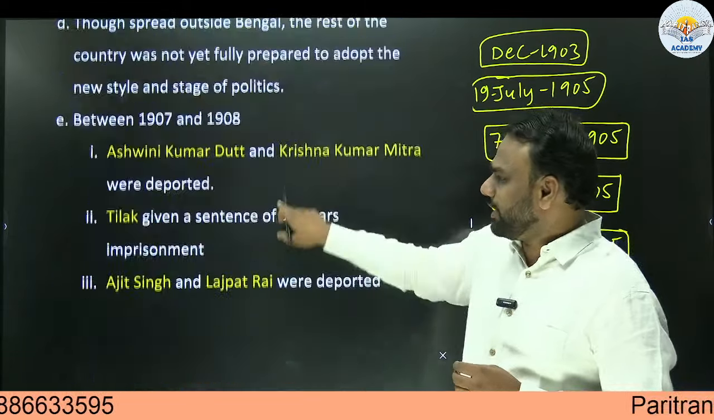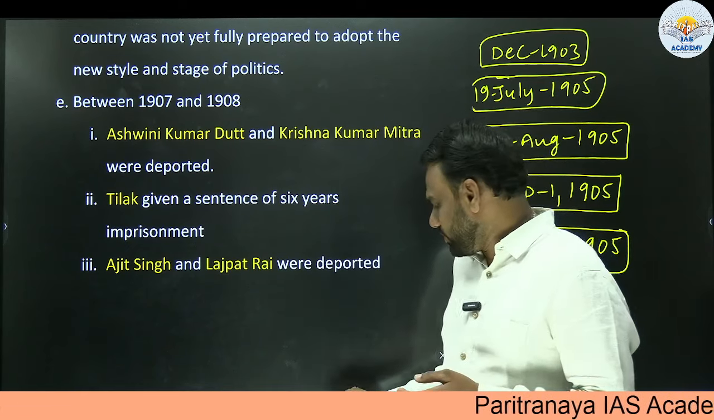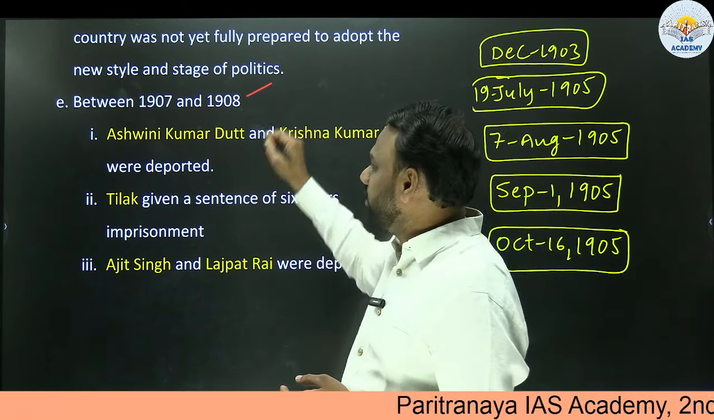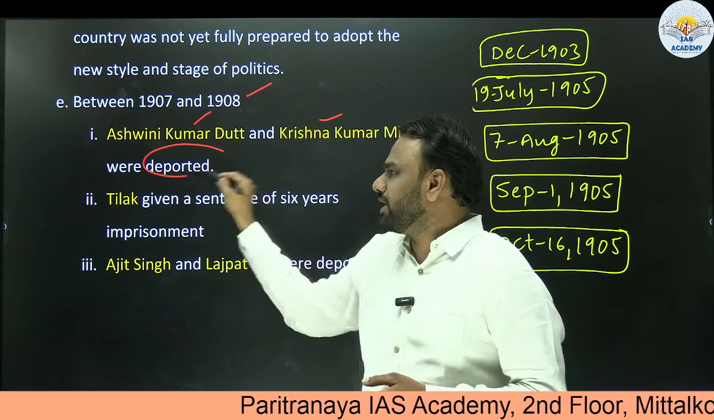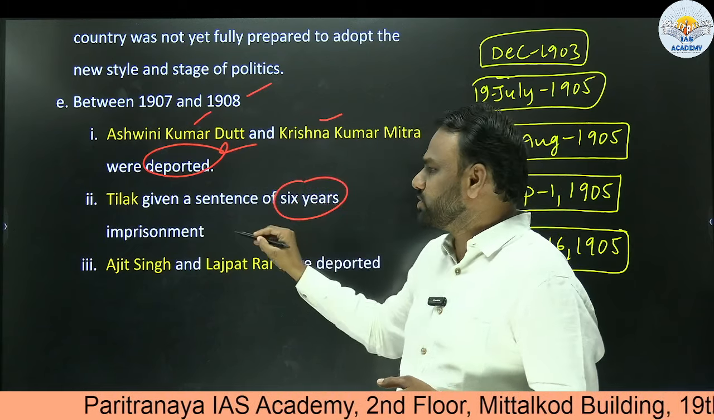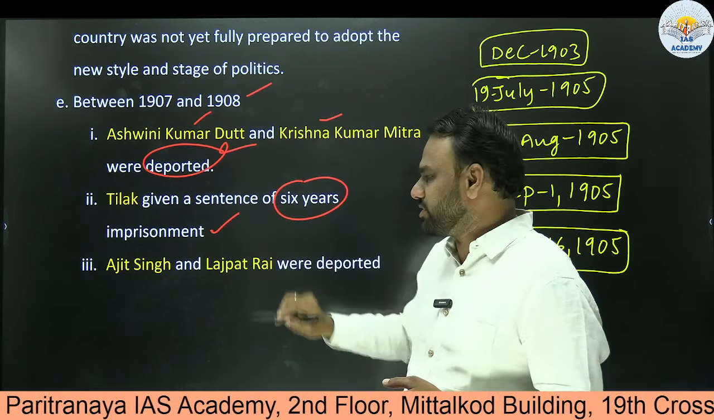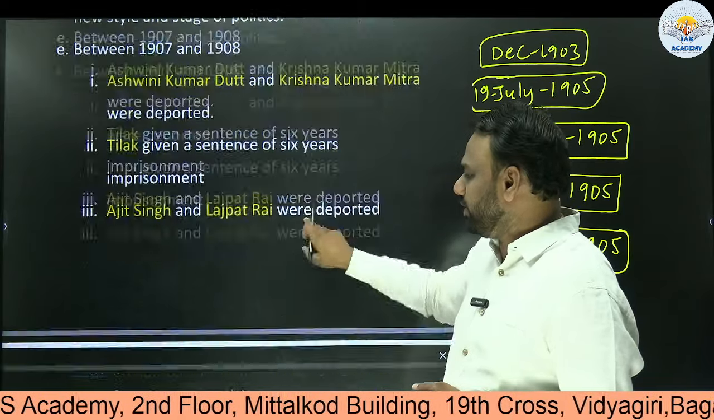And apart from that, there are other reasons as well. That is, the movement lost leadership. How? Between 1907 and 1908, Ashwini Kumar Dutt and Krishna Kumar Mitra were deported. They were sent out of the country. Next, Tilak was given a sentence of 6 years. Tilak was imprisoned and went to jail for 6 years. Ajit Singh and Lala Lajpat Rai were also deported. They were sent out of the country.